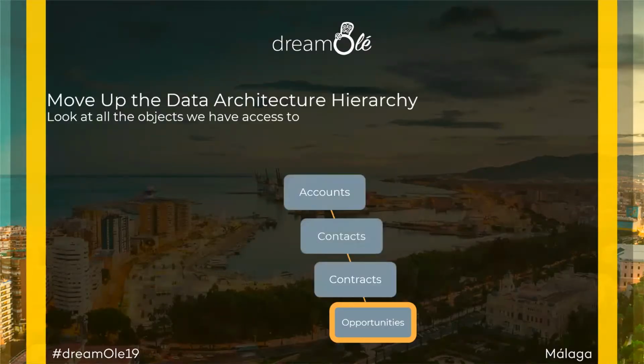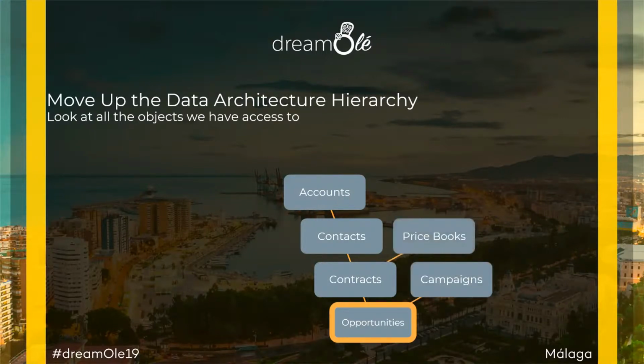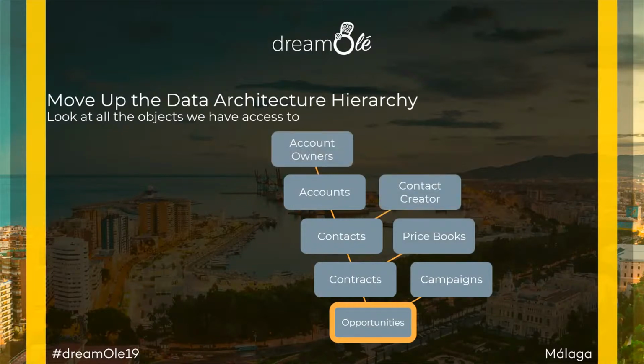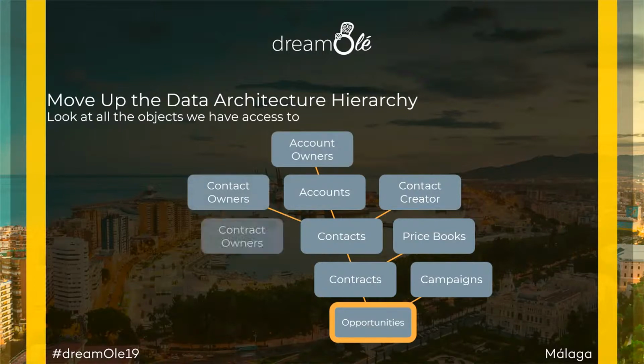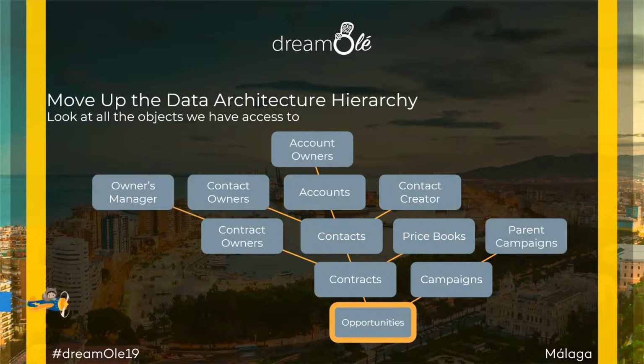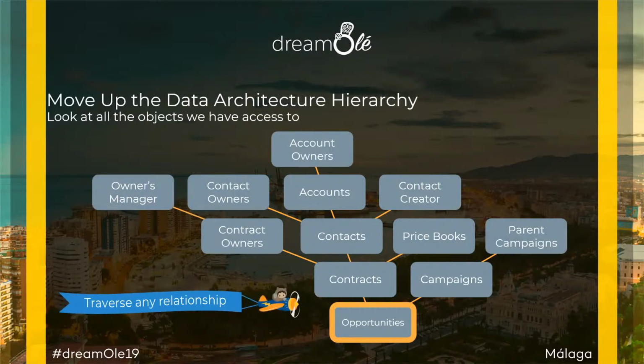So taking that same example and flipping it upside down, if we started with opportunities as the primary object in our report type, we can edit that custom report type layout and easily bring in all the fields from that same hierarchy from before. But in this case, it's way easier for us to grab those campaign fields, those price book fields, the contact creator, the account owner. Any lookup or master detail field that we can access from our primary object or any object above it in the data architecture hierarchy.